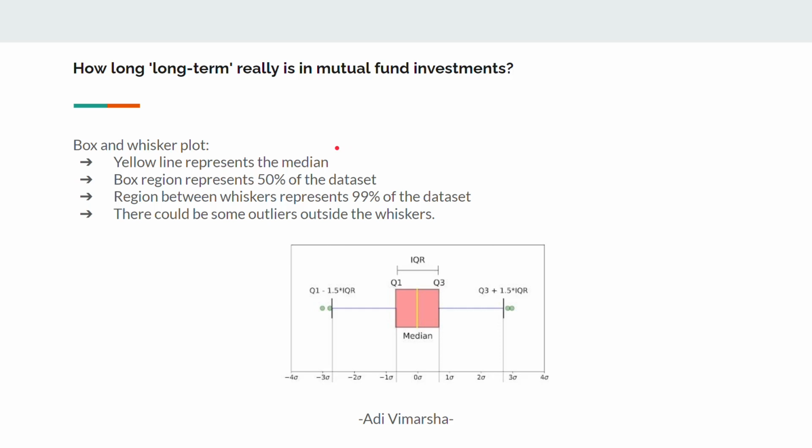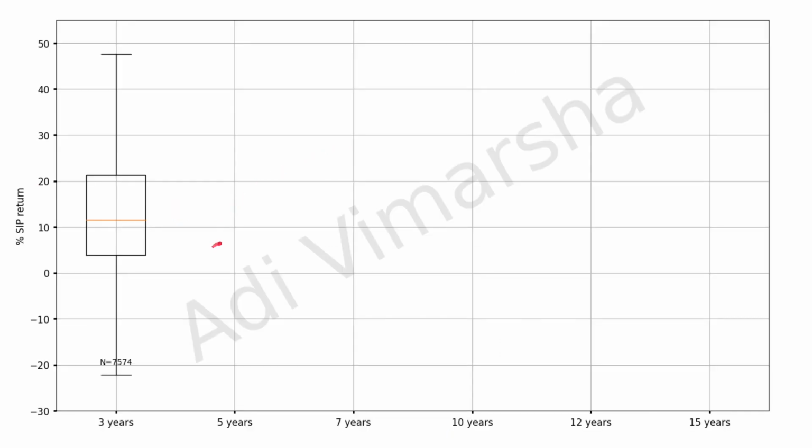First, let's understand how we have built this plot. We have taken Nifty 50 data all the way from 1990 to 2024, and we have found all possible 3-year SIP returns in these last 34 years of data, and we found there are 7,500 plus data points, and we plotted those in the form of this box plot.